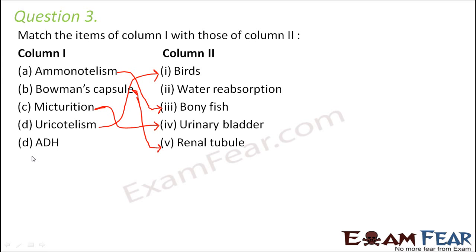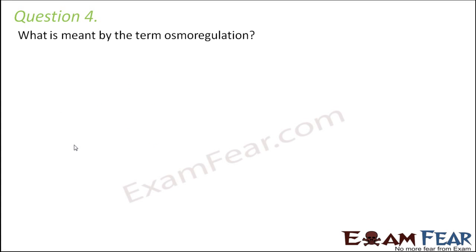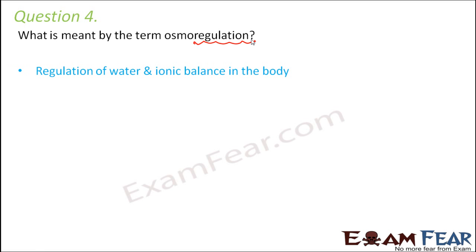ADH, the one I spoke about some time back, the antidiuretic hormone. It helps in water reabsorption because it helps to remove water from the urine and thus makes the urine more concentrated. Question number 4. What is meant by the term osmoregulation? As I mentioned before, regulation means to control something or to regulate something. Osmo is derived from the word osmosis. So it basically talks about controlling the balance of water and ions. So regulation of water and ionic balance in the body.